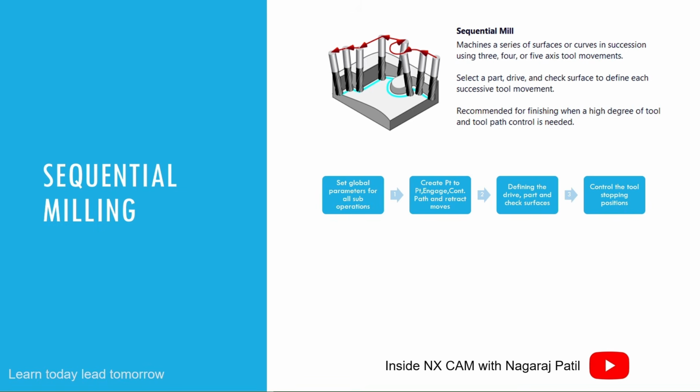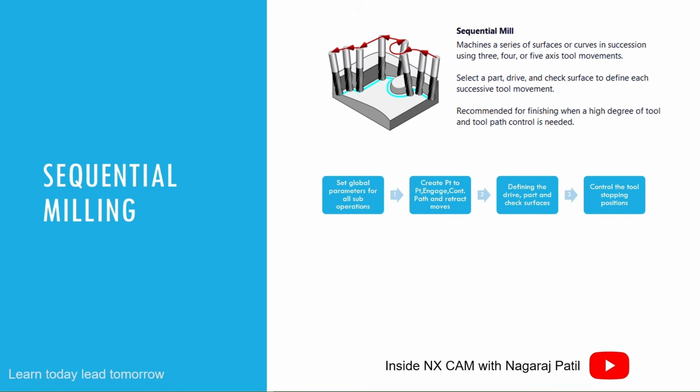Here the sequential milling workflow will begin with defining the global parameters for all the suboperations, defining the motion type and setting the parameters, and continuously adding motions, whether it is a point to point motion, engage motion, continuous path motion, and at the end a retract motion. After defining all the motions, you have to end the operation and generate the toolpath.